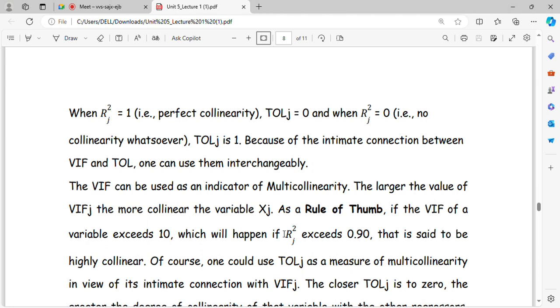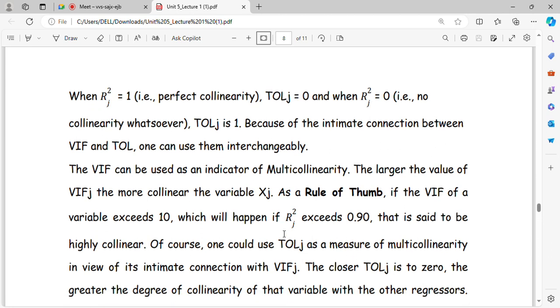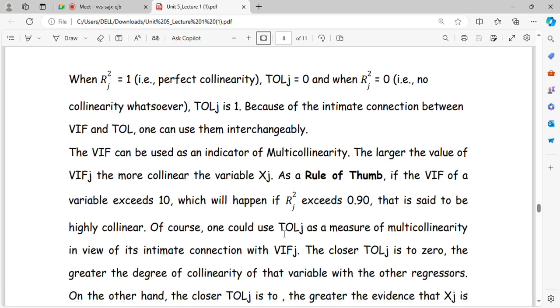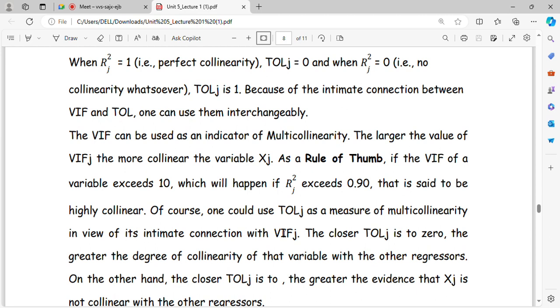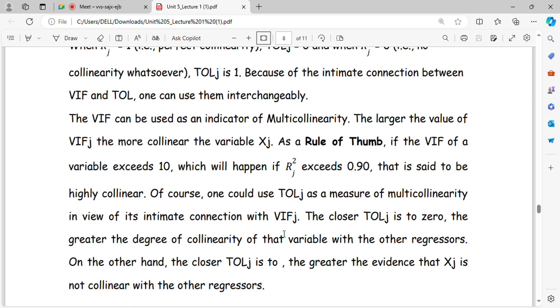Of course, one could also use tolerance J as a measure of multicollinearity in view of its intimate connection with VIF. Obviously, the closer the tolerance to 0, the greater the degree of collinearity of that variable with the other variables. That means if the tolerance level tends towards 0, there is high collinearity, and if it tends towards 1, then there is low collinearity. On the other hand, the closer the tolerance level is to 1, the greater the evidence that Xj is not collinear with the other variables.